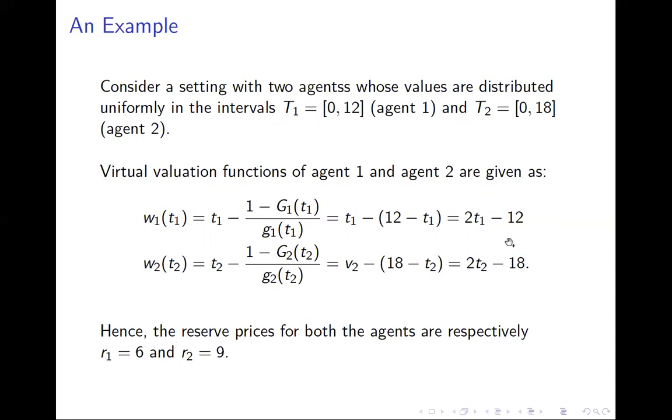Okay. So in essence, agent 1 is facing a reserve price of 6, because if he has value less than 6, he will not be considered. His virtual value is negative. Agent 2 faces a reserve price of 9.